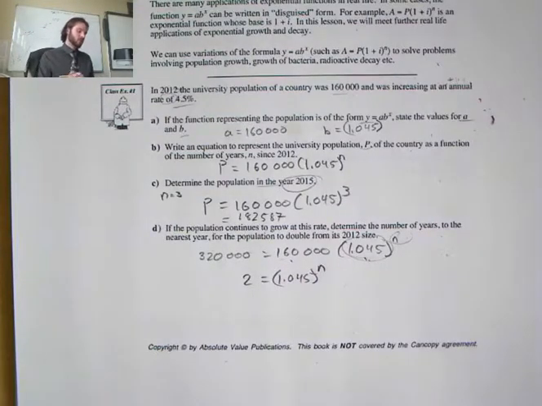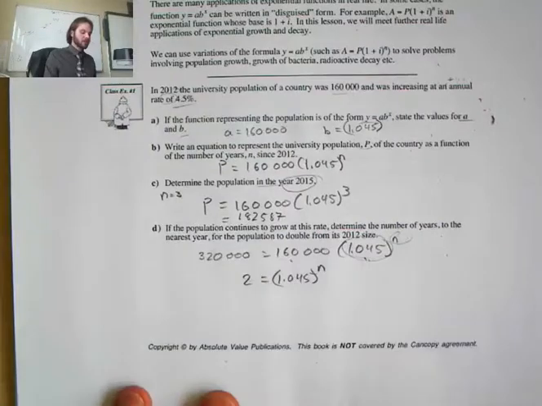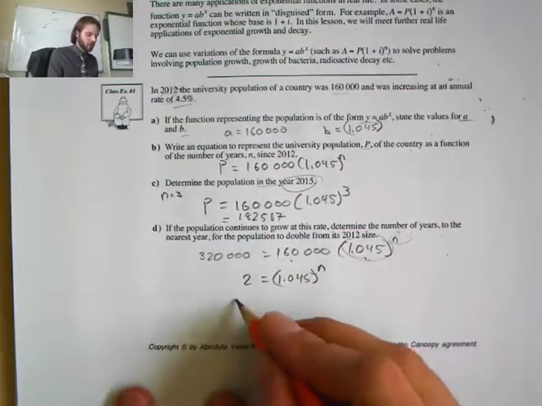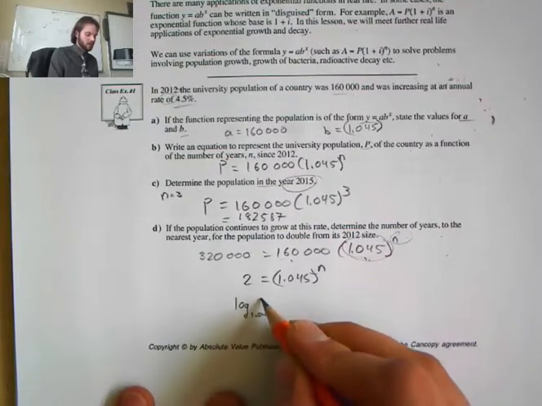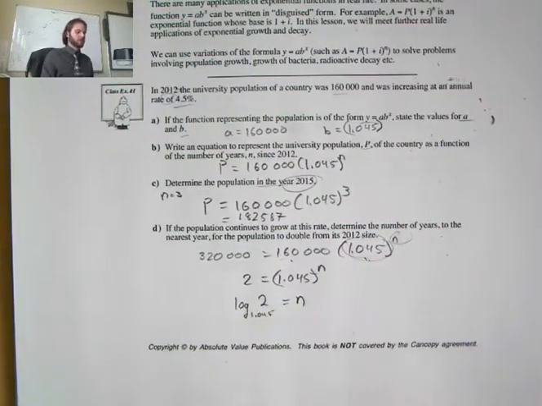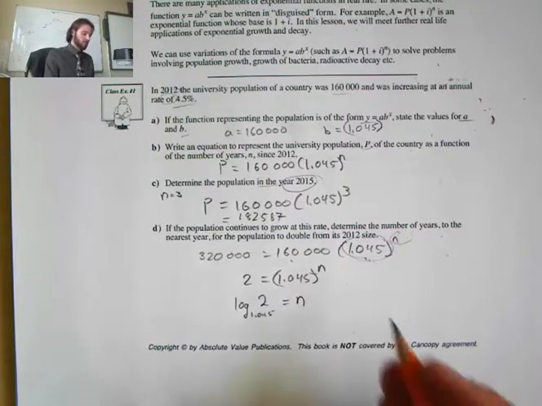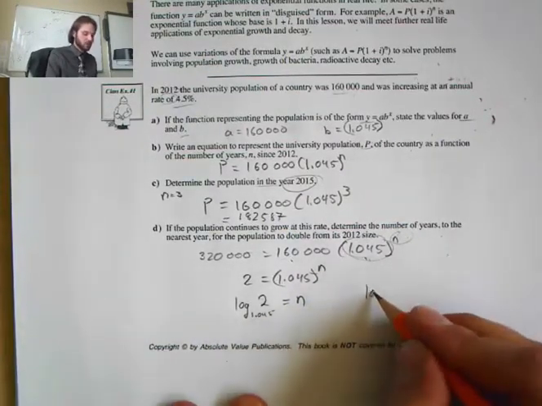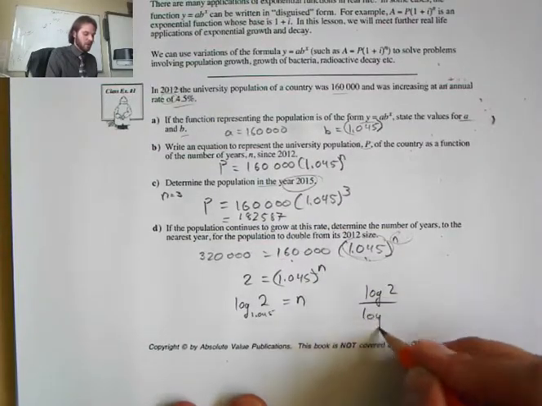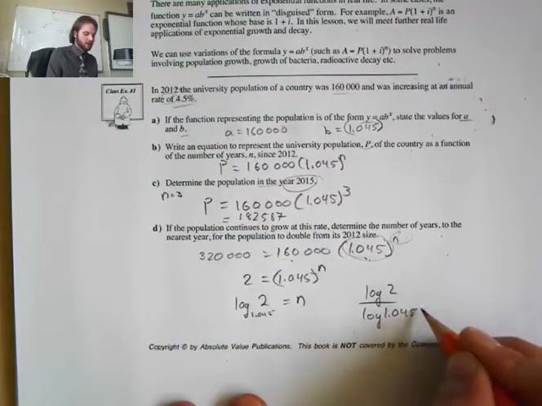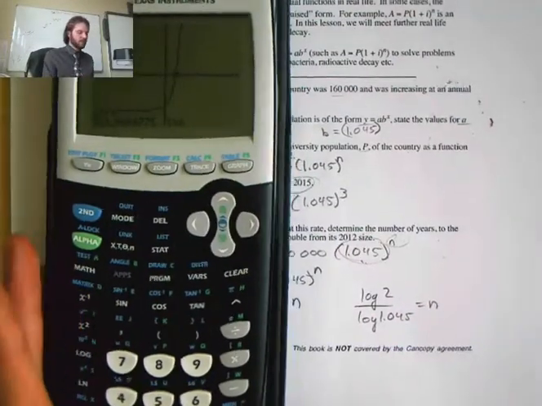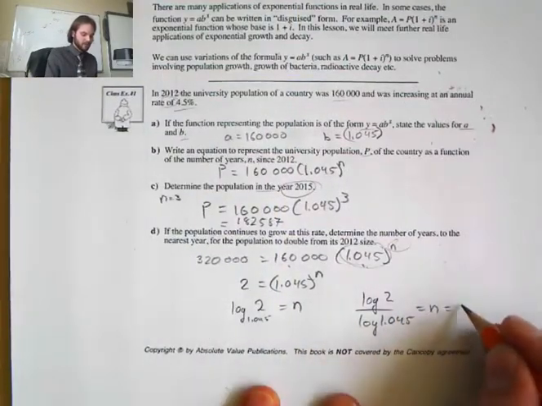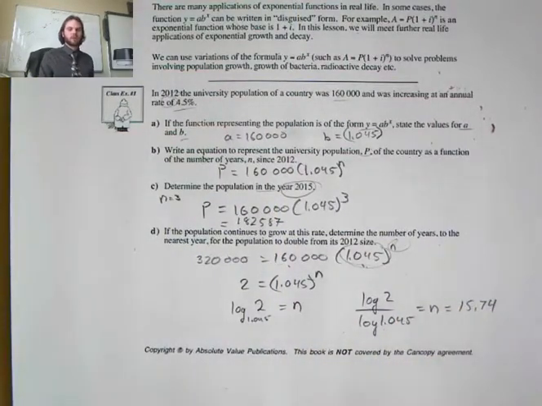So how am I going to solve this? I want to log it. Last time I logged both sides. This time I'm just going to use my inverse log. So we go log base 1.045 of 2 is equal to n. Now, what does this simplify to if I want to put it in my calculator? We just go log 2 divided by log 1.045 is equal to n. Plug that in, and I'm going to get 15.74.